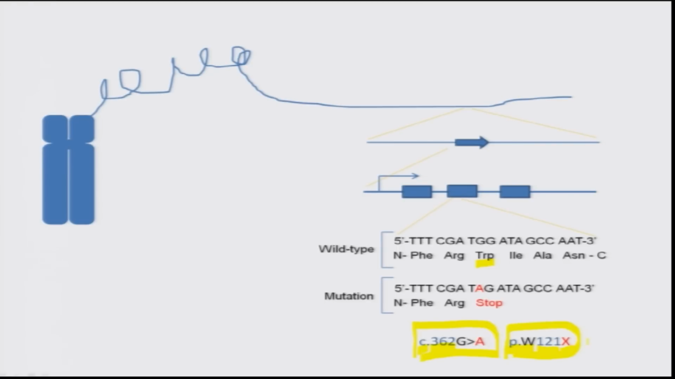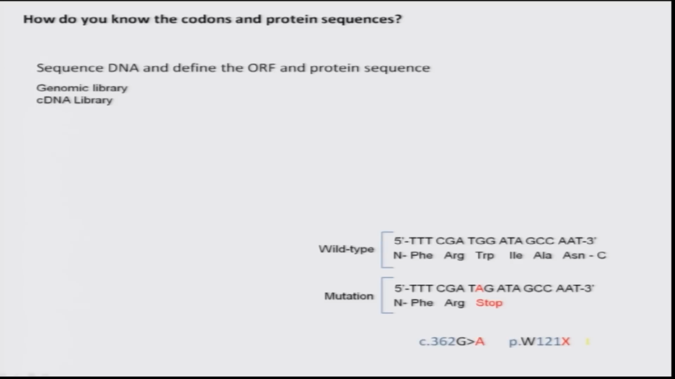Now, let us ask the question, how do we really know? How do you know that this is the 362nd residue of a gene, and this is, for example, the 121st amino acid?